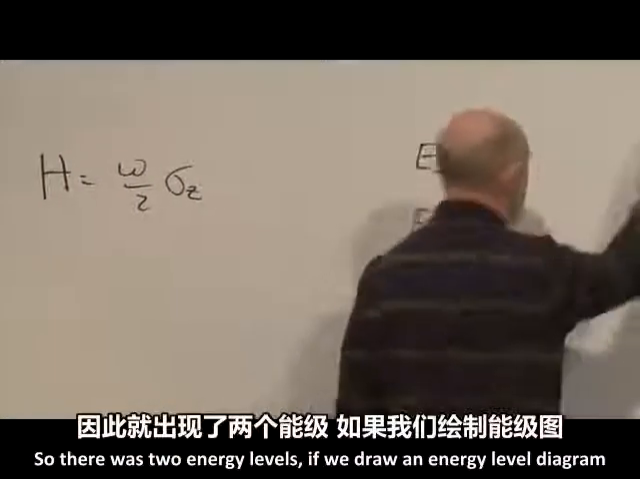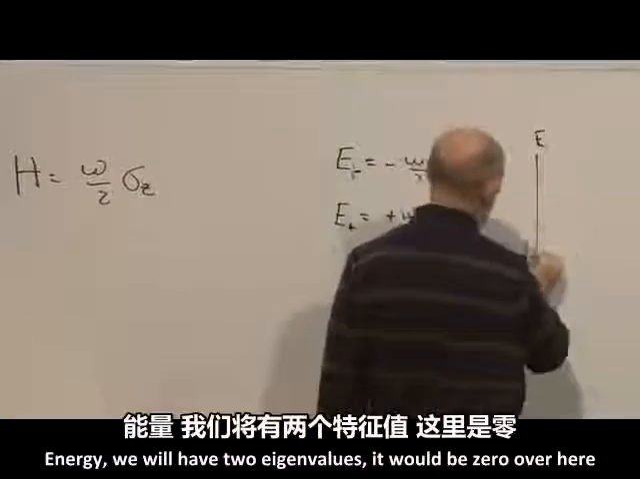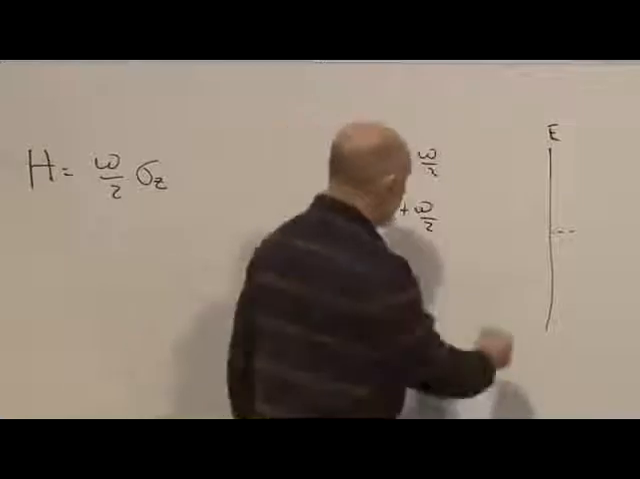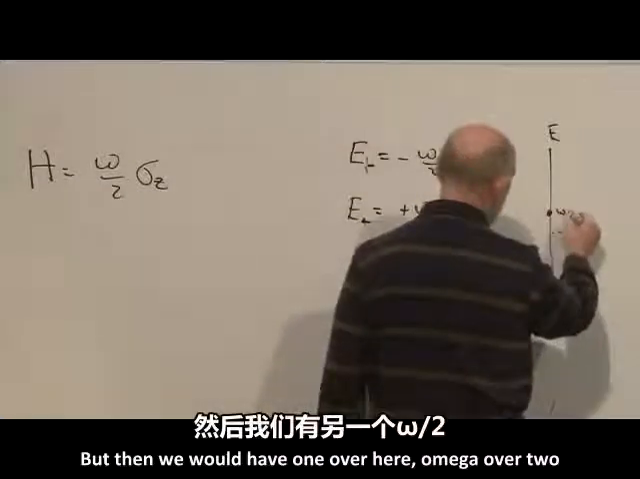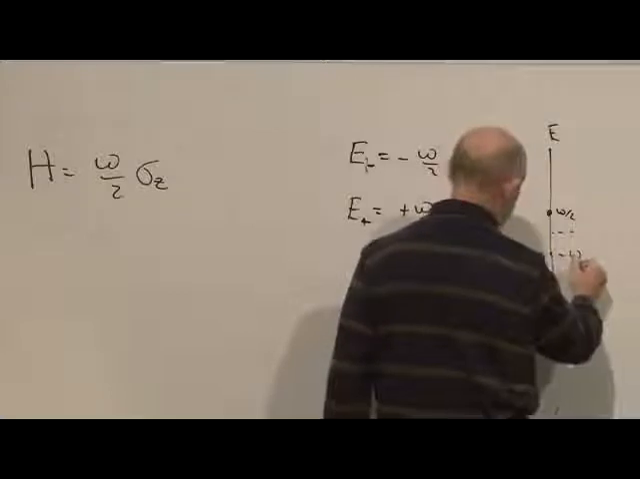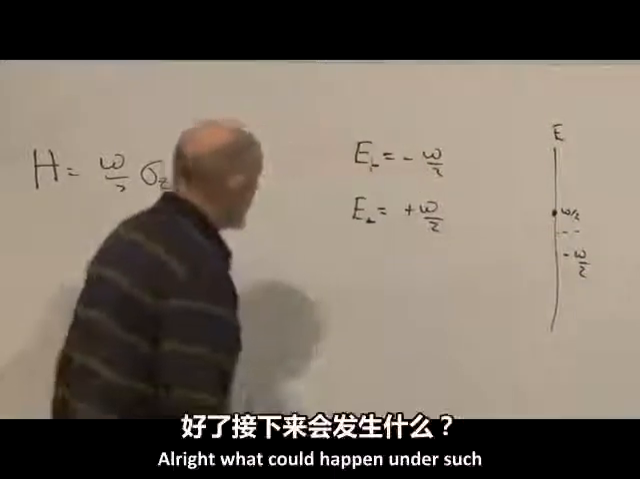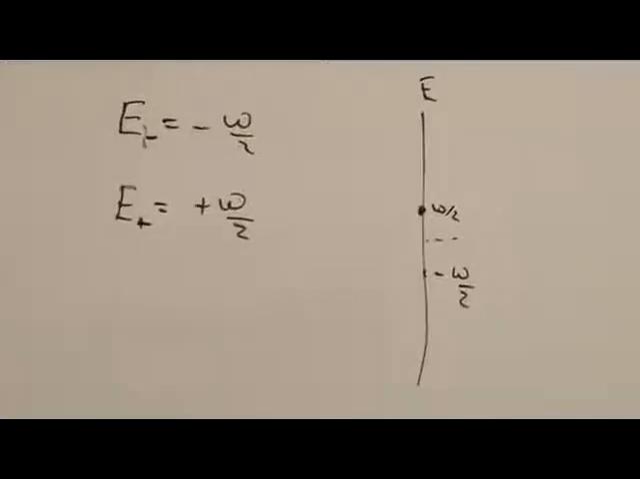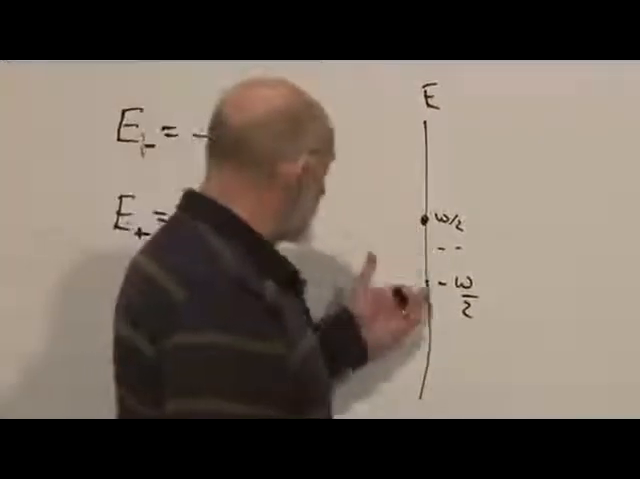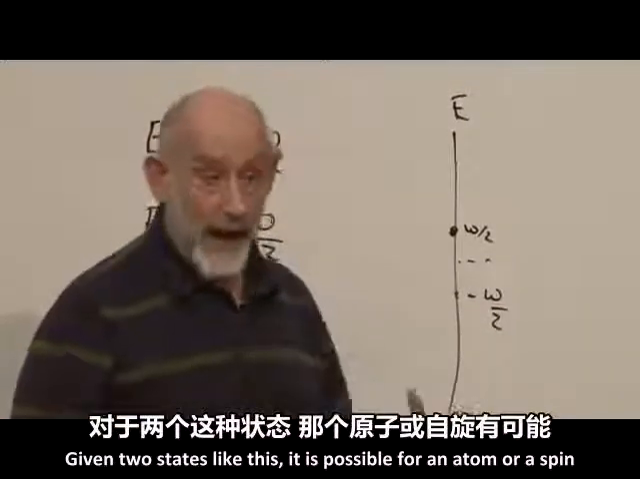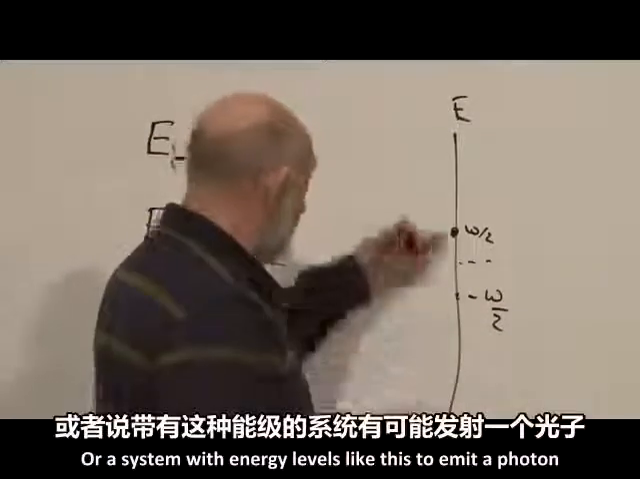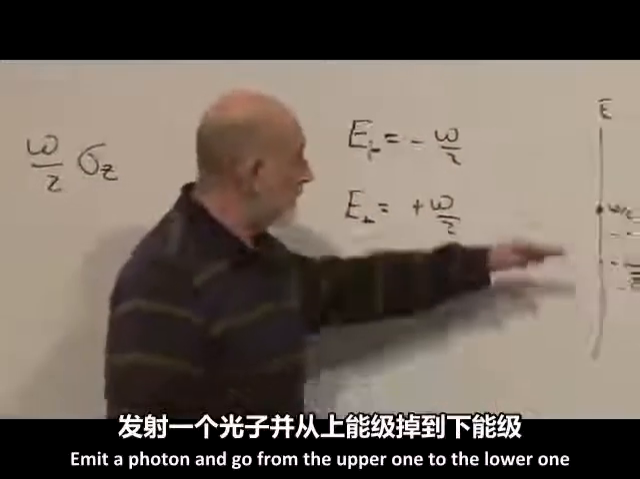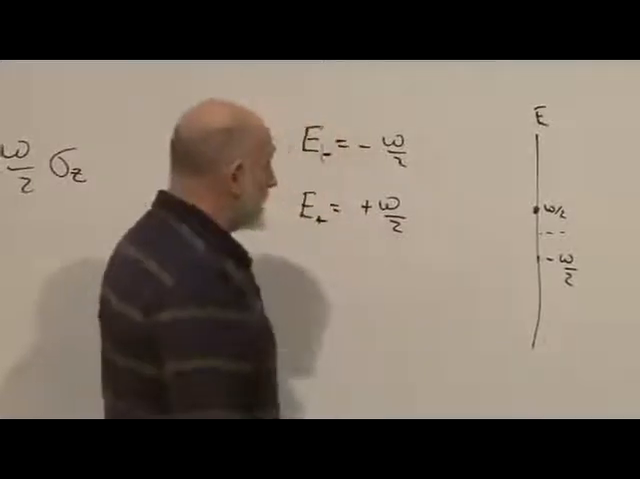If we drew an energy level diagram, we would have two eigenvalues. It would be 0 over here, but that would not be one of them. And then we would have omega over 2, and minus omega over 2. Now, we have not studied this process yet, but let's talk about it for a moment. Given two states like this, it is possible for an atom or a spin or a system with energy levels like this to emit a photon and go from the upper one to the lower one, if it's in the upper.